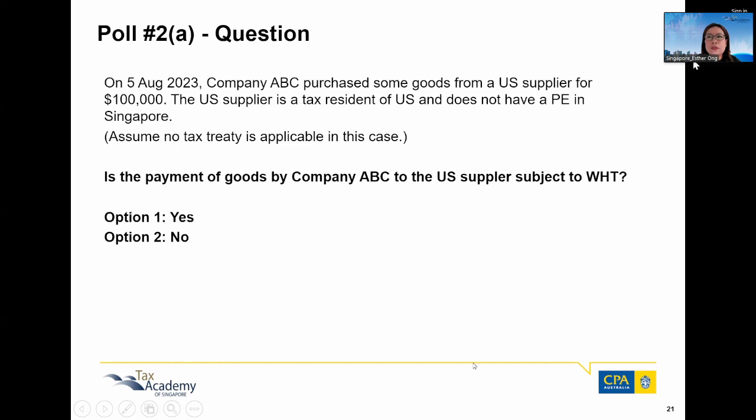Okay, let's try some questions to apply the concept for 12.6. For this question, on 5th August 2023, company ABC purchased some goods from a US supplier for 100,000. The US supplier is a tax resident of the US and does not have a PE, permanent establishment, in Singapore. In this case, we assume no tax treaty is applicable. Is the payment for goods by company ABC to the US supplier subject to withholding tax?